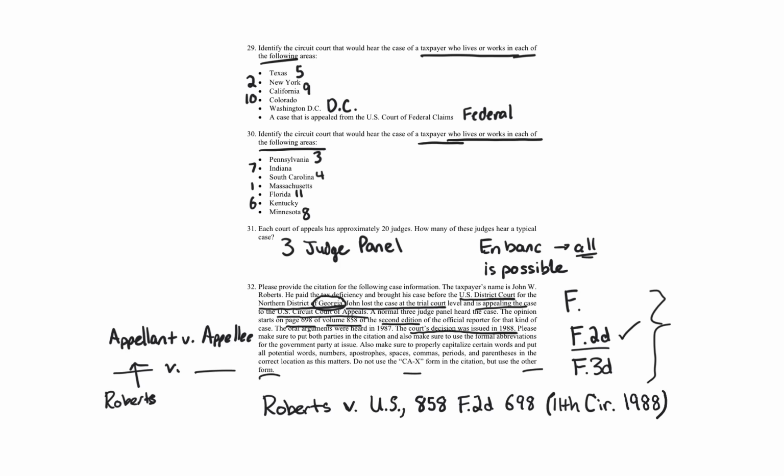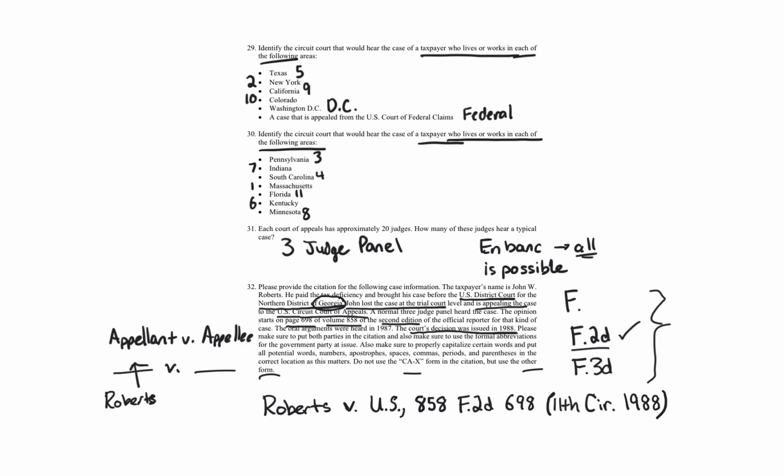So let me explain this. Roberts is the appellant. The appellee is the U.S. The reason we knew that is because we're told John lost the case and appealed to the U.S. Circuit Court of Appeals. So Roberts, space, lowercase v, dot, space, U.S. The reason we know it's U.S. is because it's not a tax court case. It's U.S. District Court or U.S. Court of Claims, comma, space.